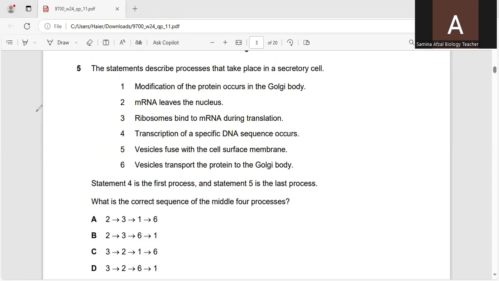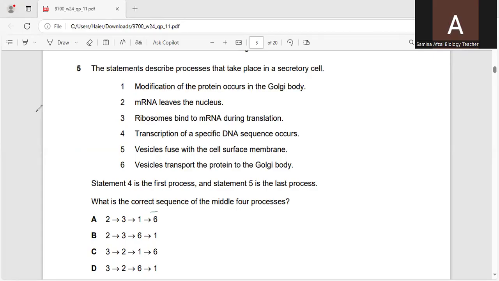Messenger RNA leaves the nucleus. Ribosomes bind to the messenger RNA during translation. Transcription of a specific DNA sequence occurs. Vesicles fuse with the cell surface membrane. Vesicles transport the proteins to the Golgi body. Statement 4 is the first process and statement 5 is the last process.